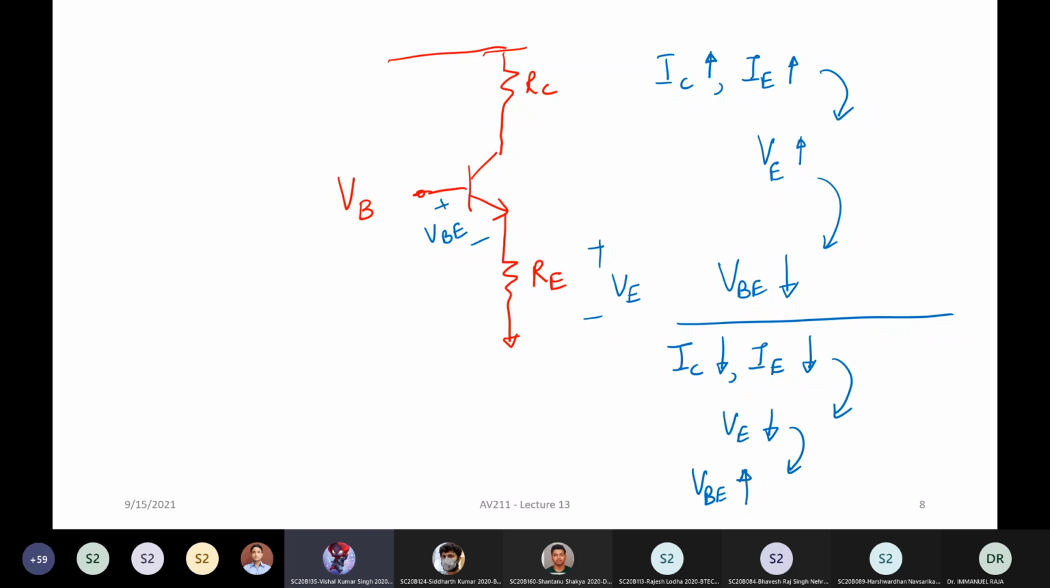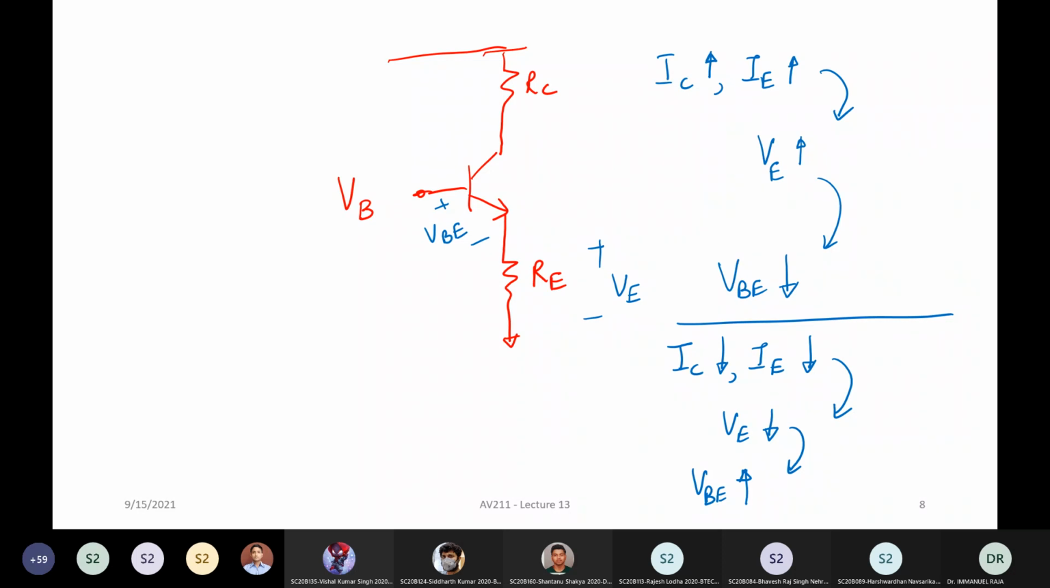Now, what do you see here? You have some automatic mechanism whereby you're correcting, right? Yes, it is not going to be a very perfect correction, but what you have done is that you have taken a device whose collector current is going to vary very widely, and instead you are going to have a much tighter variation. Now, this is what is called negative feedback.